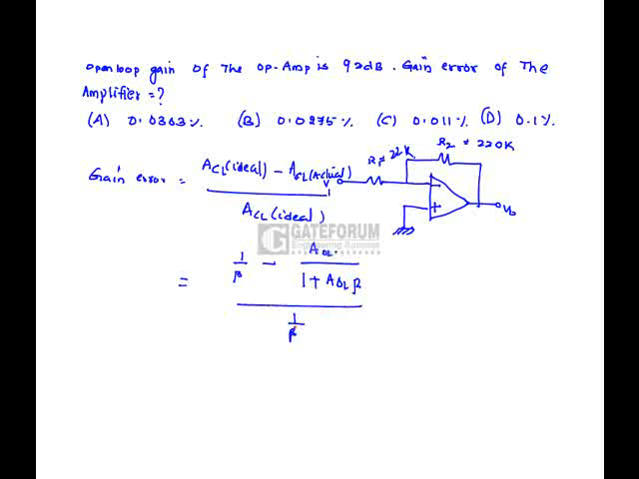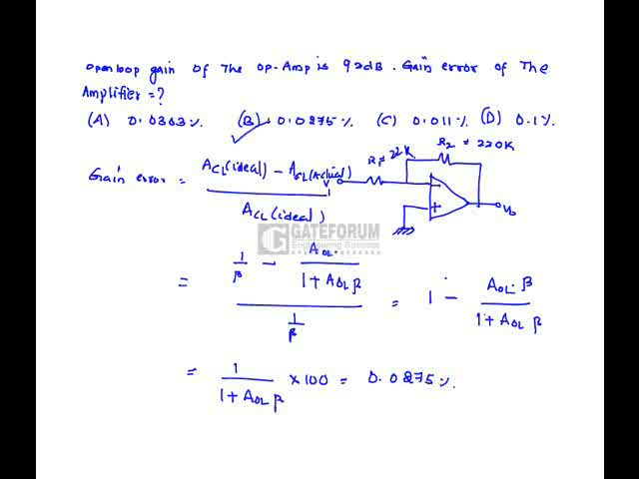divided by 1 by beta. So if we take 1 by beta as common, we will get this as 1 minus AOL beta divided by 1 plus AOL beta, which is 1 by 1 plus AOL into beta, which is into 100. So we will get this as 0.0275%. That is, option B is correct.